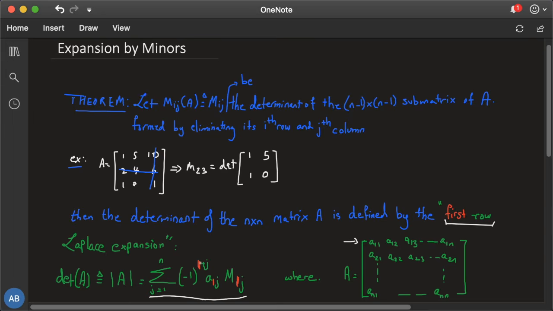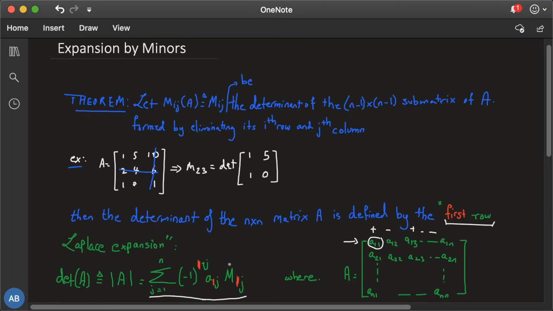And minus 1 to the power 1 plus j, if you let j run from 1 till n, you're going to see that minus 1 to the power 1 plus 1, that is to the power of an even number, is a plus, then a minus, then a plus, and so on, right? And then you multiply each term, a1j, by m1j. That is obtained by eliminating the row where a1j is sitting and the jth column, that is the column where a1j is sitting. You obtain a determinant of a matrix with one size less, right?